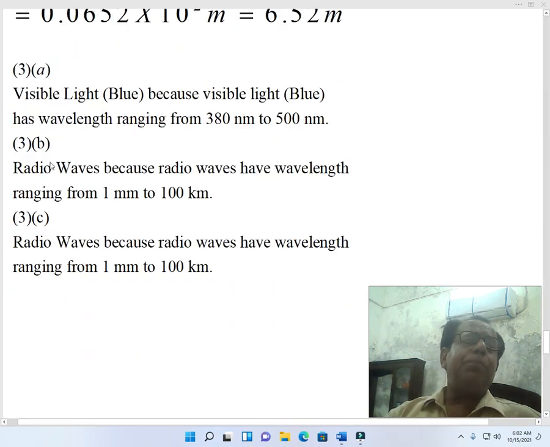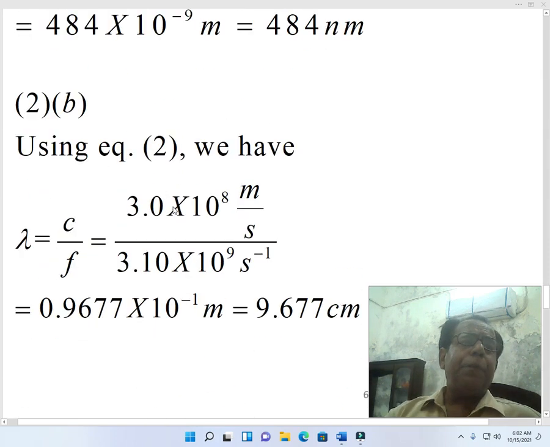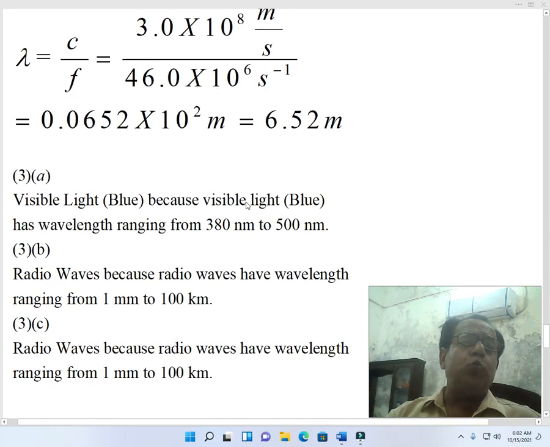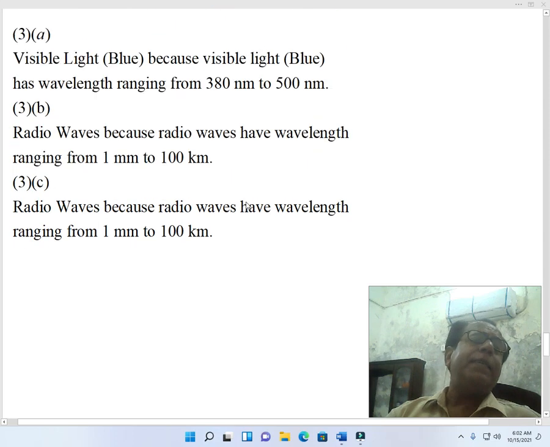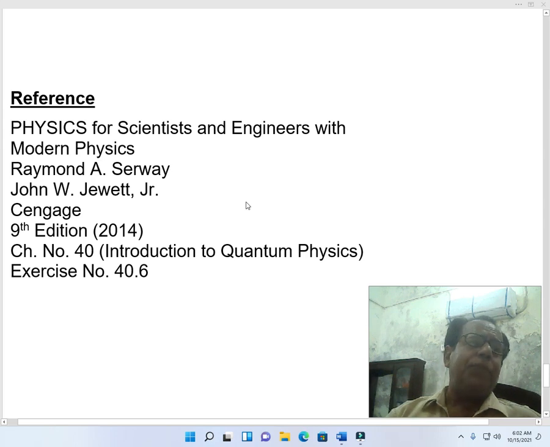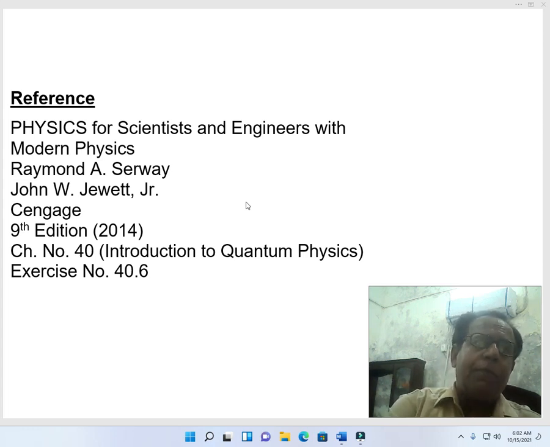For part 3b and 3c, the answer is radio waves, because radio waves have wavelength ranging from 1 millimeter to 100 kilometer. Here 9.6 centimeter and 6.52 meter both fall under this range, that is radio waves. Then next there is a reference from where we have chosen this problem, and that is problem number 40.6. And this is the end of our module, our problem.